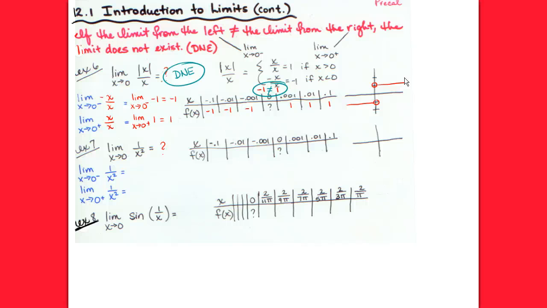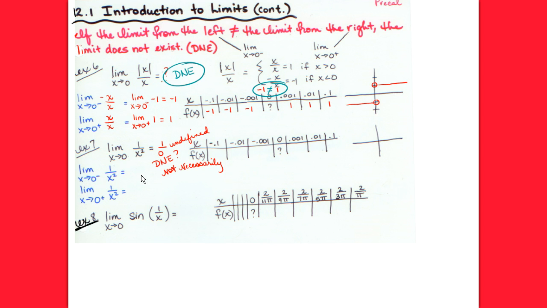Again, focusing on ways that our limit doesn't exist. So we've seen if the limit from the left doesn't equal the limit from the right, the limit doesn't exist. Here's another way the limit doesn't exist. For this one, I've got the limit as x approaches 0 of 1 over x squared. So I try to do direct substitution. Of course, it doesn't work.